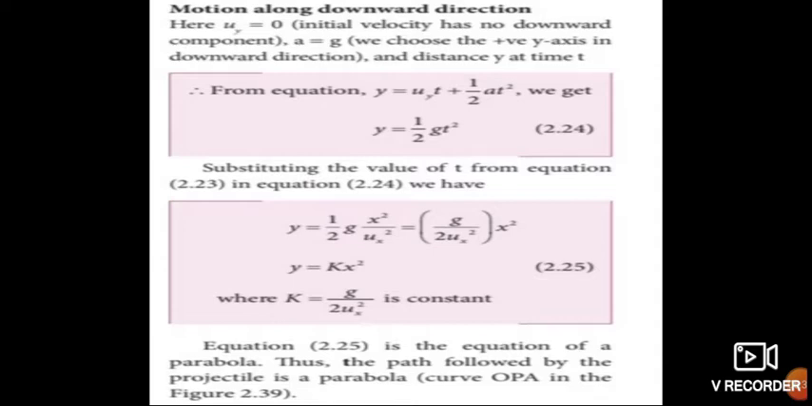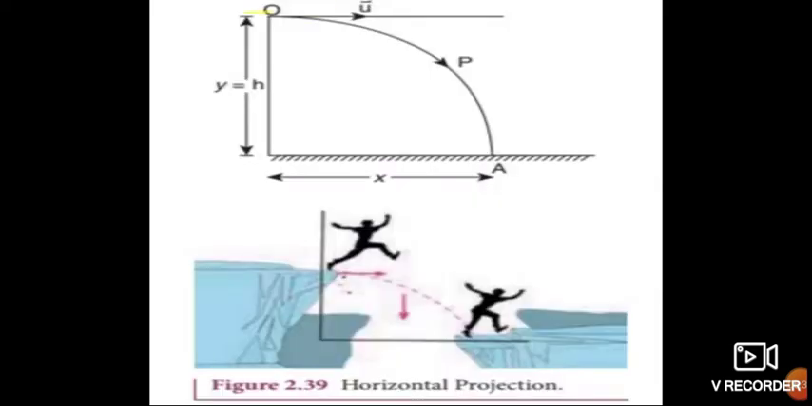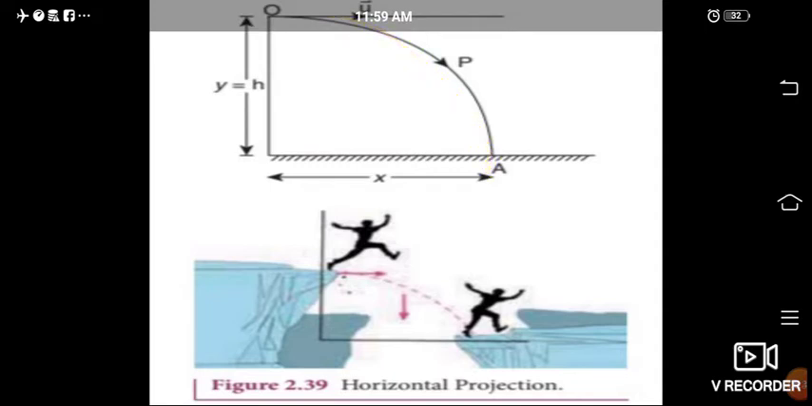Okay, this is the path traveled by the object, which is a parabola. That is a horizontal projection. So from this projectile motion, now we are going to discuss the time of flight.